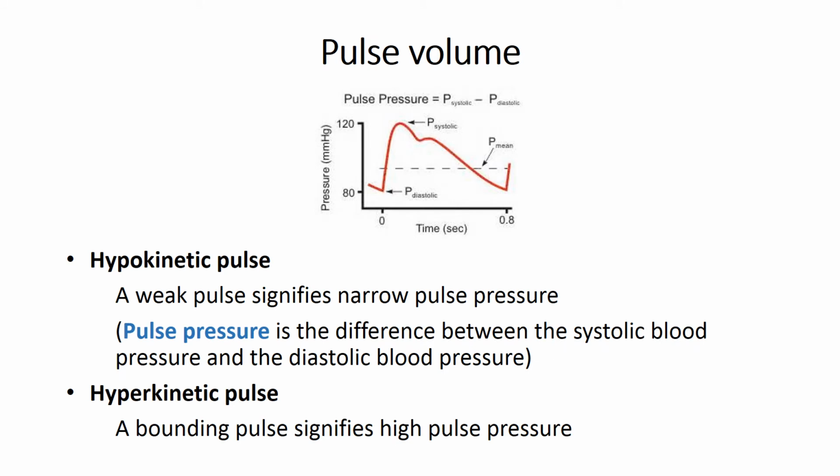In cardiac diseases, when we comment on the pulse, sometimes we find it a hypokinetic pulse or a hyperkinetic pulse. The hypokinetic pulse is defined as a weak pulse which signifies narrow pulse pressure. What's pulse pressure? Pulse pressure is the difference between the systolic blood pressure and the diastolic blood pressure. While the hyperkinetic pulse is a bounding pulse signifying high pulse pressure.